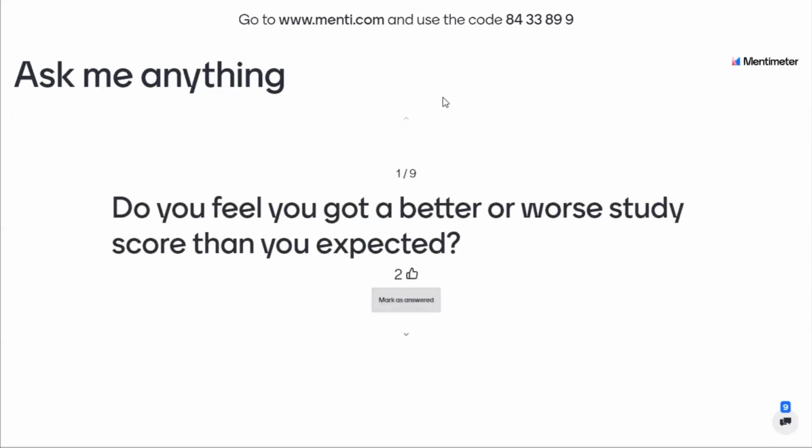Do you feel you got a better or worse result? Now, I think expectation is a dangerous thing, but personally, there were study scores I hoped for and study scores I expected. Obviously, I'd hoped for a 50 and I didn't get a 50.